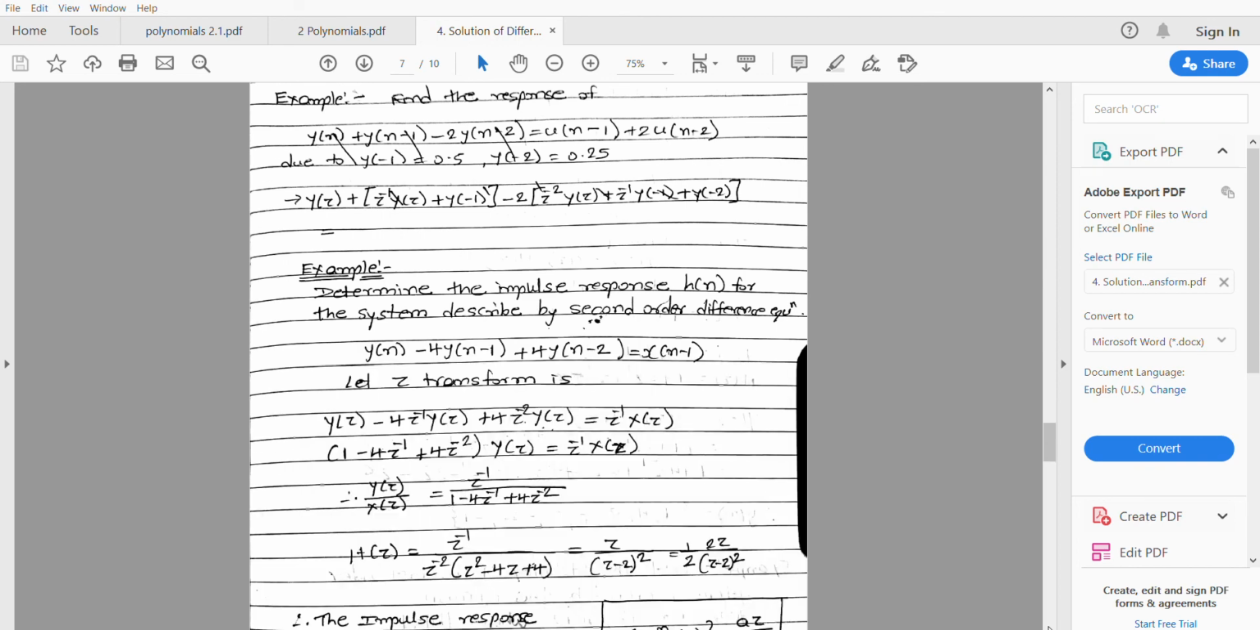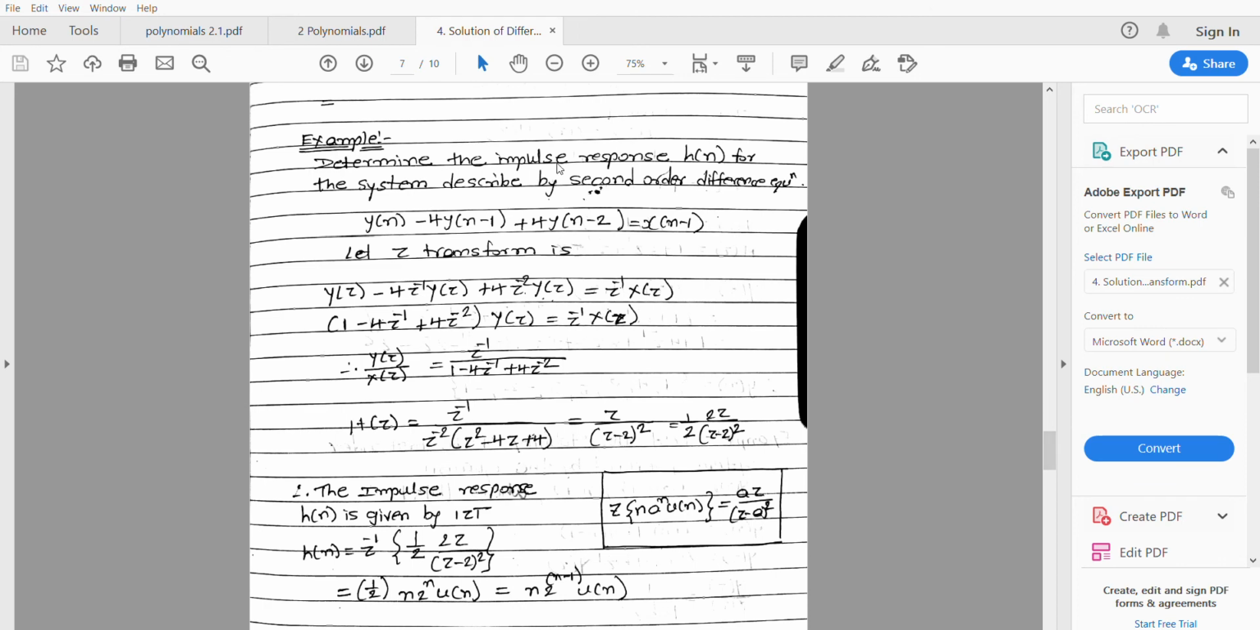This numeric is also the same. We'll find out the impulse response. The question here is: determine the impulse response h of n. We have to find the impulse response h of n, which means converting this difference equation into the Z transform, by which we get H of z, and the impulse response h of n means taking the inverse Z transform of H of z, which is nothing but the impulse response.